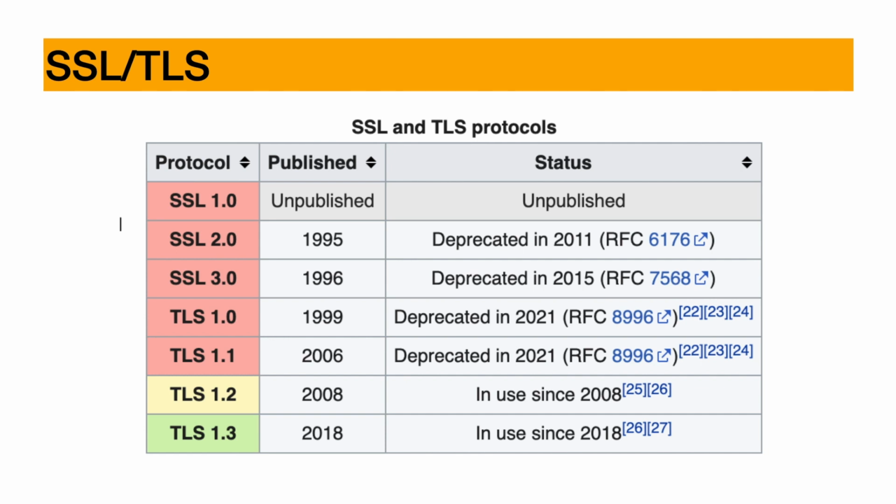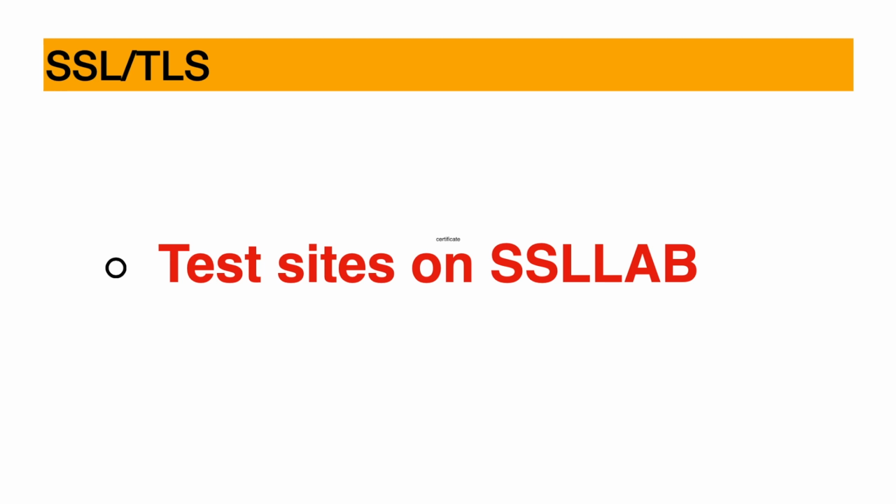And we have TLS 1.2, which was released in 2008 and is still in use, and TLS 1.3 is also still being used, and it was released in 2018. And this is a bit of a history of the SSL and TLS protocols and their versions. The next thing is, of course, SSL, TLS. Why not test the sites there?